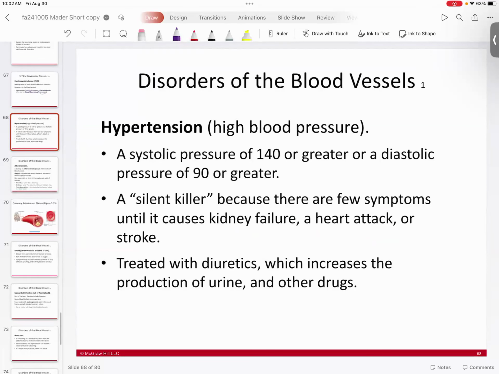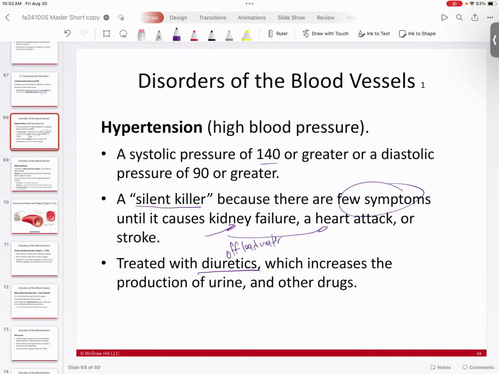So let's take a look at each one of these. So hypertension, basically, if you're in the 140s, that's high blood pressure. It's called the silent killer because oftentimes there's very few symptoms associated with that. But over time, it'll have a lot of wear and tear in your cardiovascular system, which will cause kidney failure. It'll also cause heart attack or stroke. And so typically when we take a look at this, you have to take blood pressure medication, which is typically treated with diuretics. So basically these offload water.